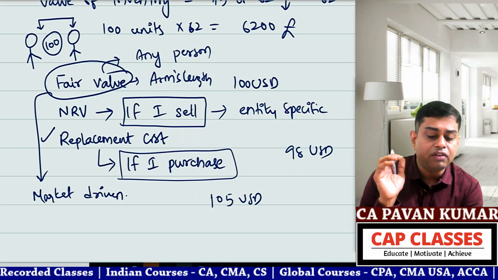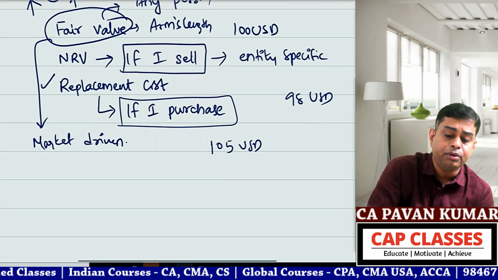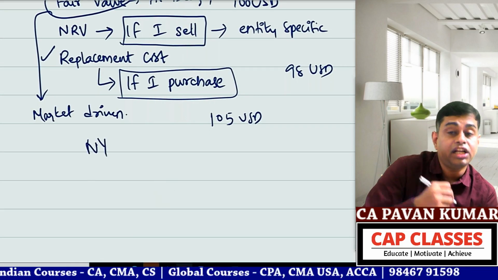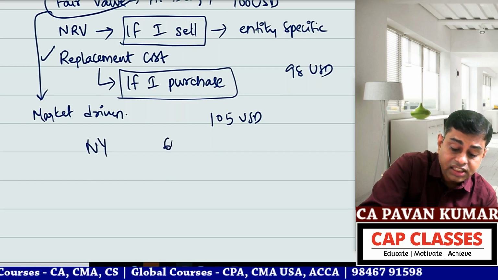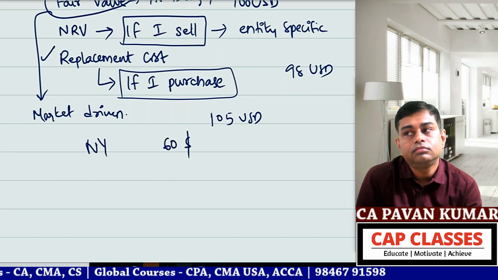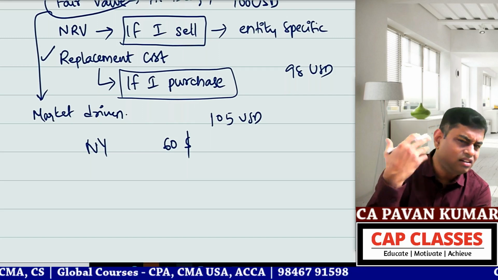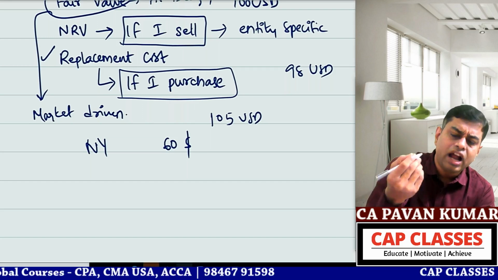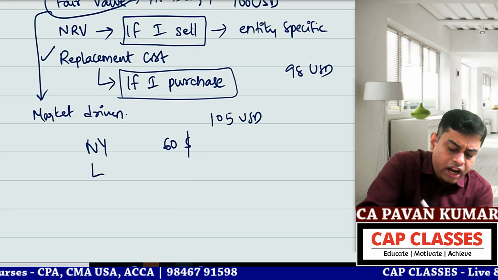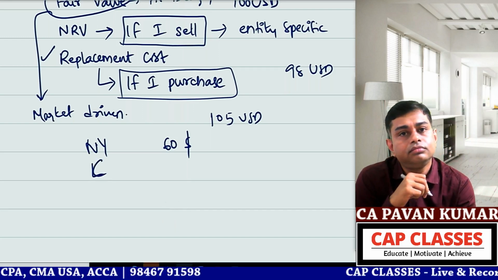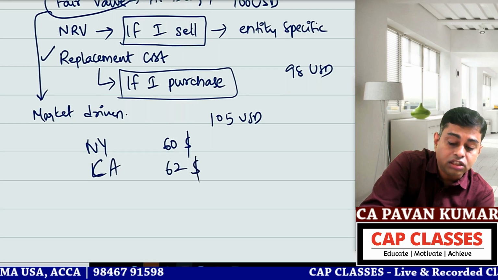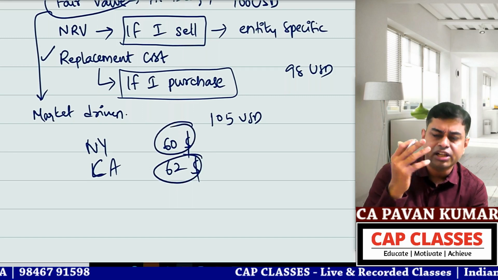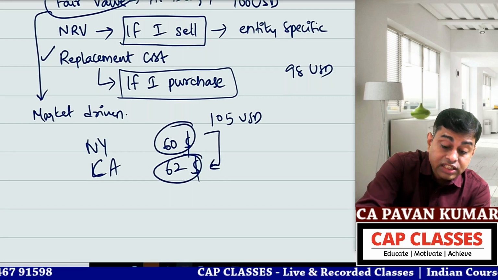We'll see about this fair value concept. Fair value changes from market to market. For example, I have Microsoft shares. If I sell them in the New York Stock Exchange, I'll get say $60. Imagine I take the New York Stock Exchange, or the UK Luxembourg Stock Exchange, or the California Stock Exchange. Here it is $62. This is the fair value in the New York market, and this is the fair value in California, New Jersey, or some other place. So fair value differences happen from market to market.